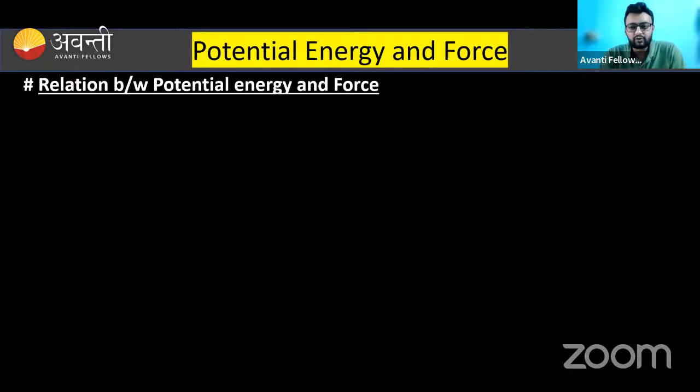Relation between potential energy and force. This is a very good relation, and a numerical has a good chance to come from this topic. And it is also useful in electrostatics. So first of all, we will start. This is again a standard relation. We know a relation between potential energy and force. We already know the potential energy and work relation. What we have learned is that delta U is equal to negative of work done.